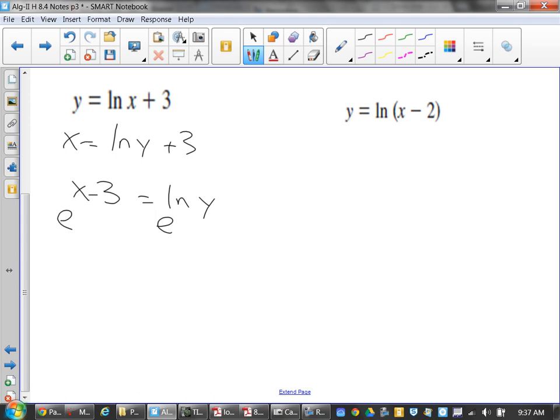Yep. Because we have e to the natural log. Those are inverses of one another, so the y value drops. You're done. That's it. Okay? It's not terribly difficult. It's just remember that e and natural logs are inverses. Okay?